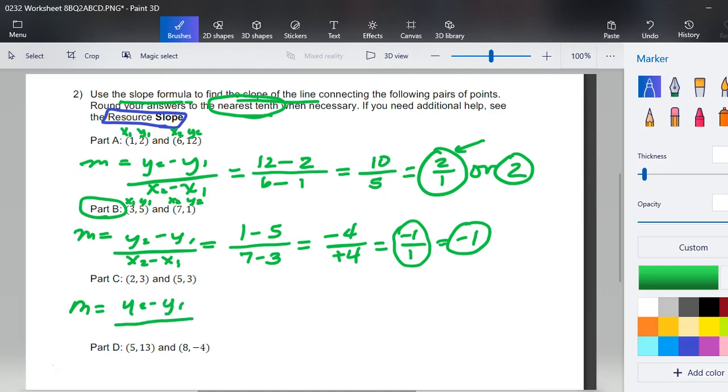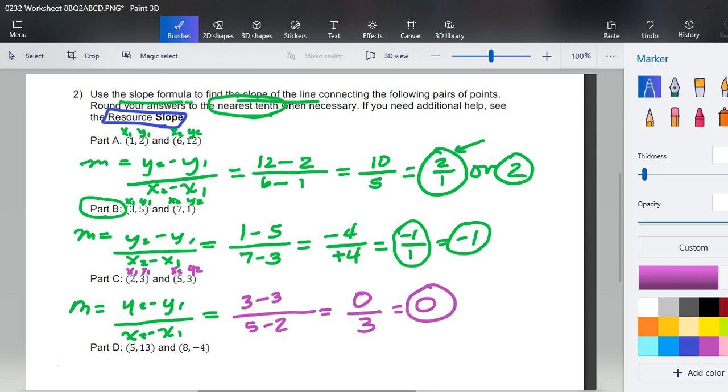I'm going to write down the formula. I'm going to label each one of the parts of our 2 points. And then I'm going to take y sub 2 minus y sub 1, put it over x sub 2 minus x sub 1. I'll simplify my numerator, then simplify my denominator. And this one, I'm actually going to go all the way to 0. No stopping at 0/3.